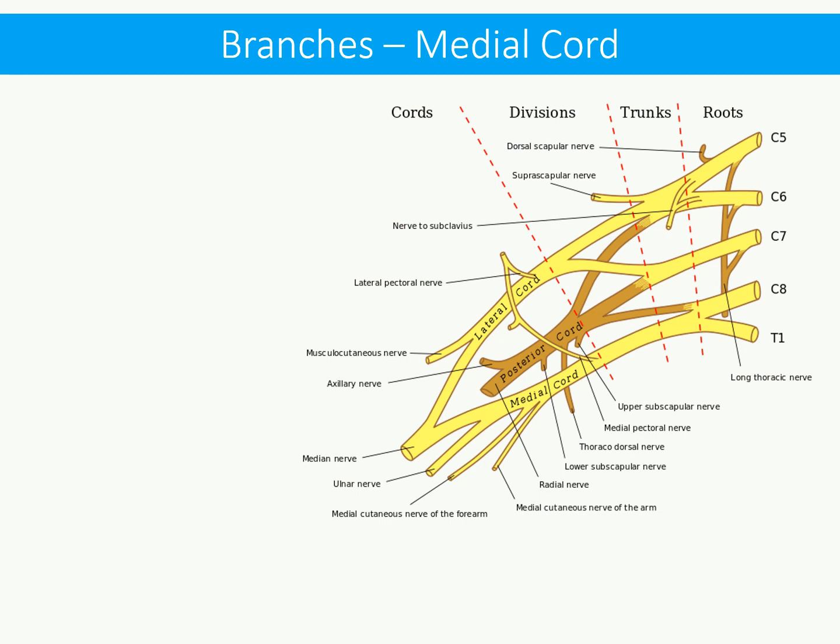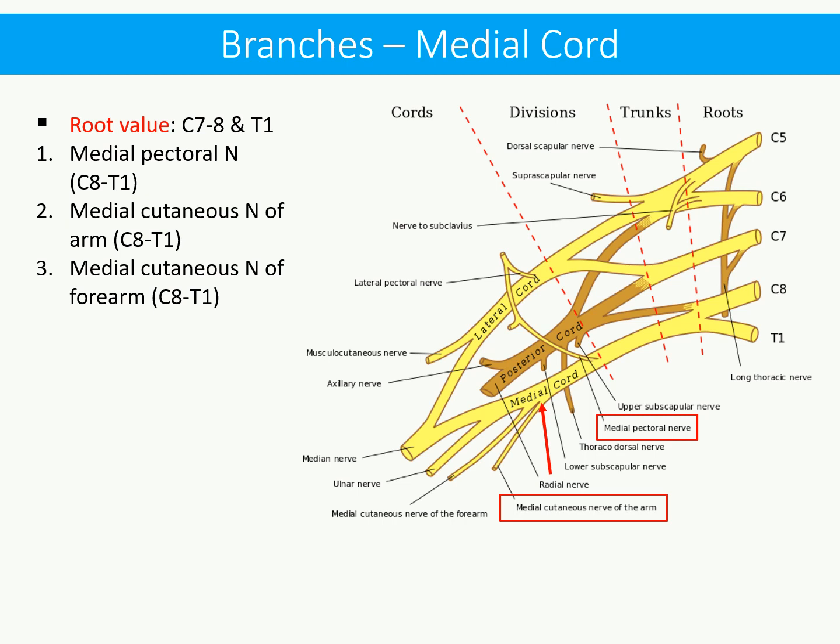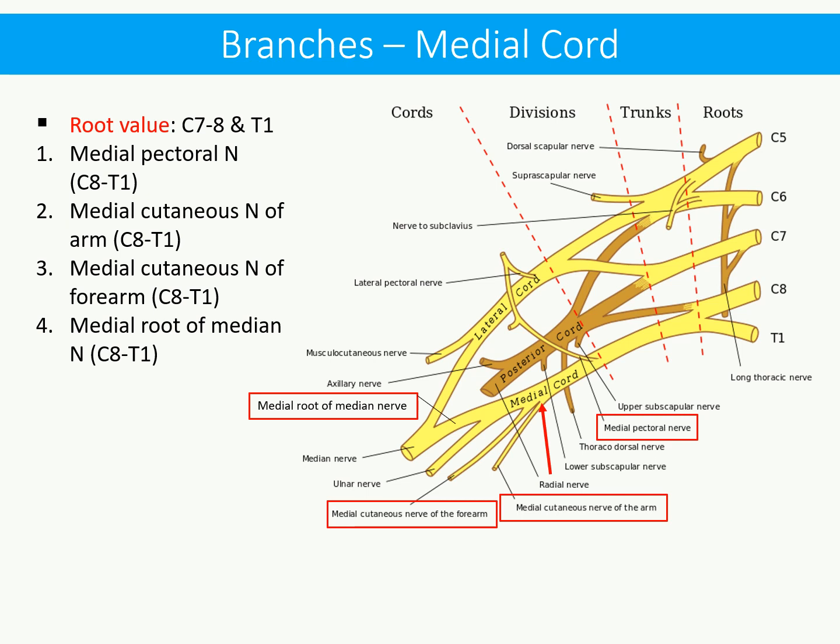Second group is branches from the medial cord, which have got root value C7 to 8 and thoracic 1 segment. It gives rise to number 1 medial pectoral nerve, number 2 medial cutaneous nerve of arm, number 3 medial cutaneous nerve of forearm, number 4 medial root of median nerve, and number 5 ulnar nerve.